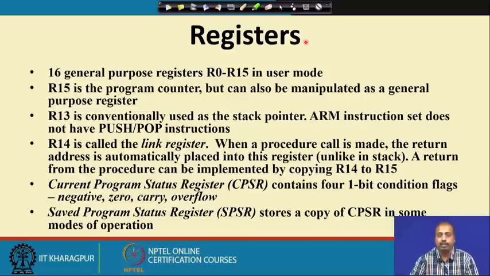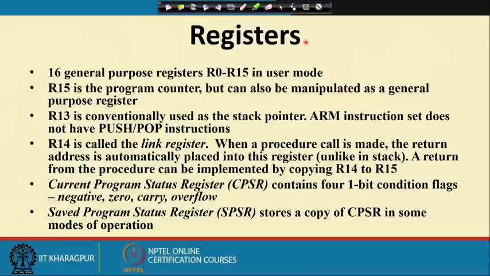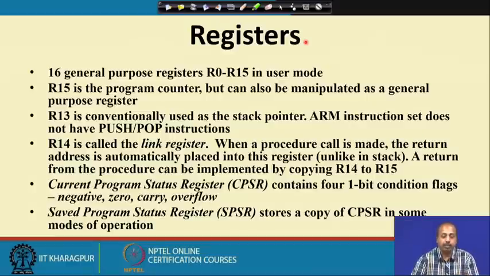Unlike other processors that we are familiar with, where the program counter was a special register and there are only a few instructions by which you can access it, for example, in case of 8085, you remember there was an instruction PCHL by which the program counter was accessible, or you can make a call to a subroutine by which the program counter value will be available in the stack and do the manipulation there. In the case of the ARM processor, it is not that. R15 is available to the user as a general purpose register as well.